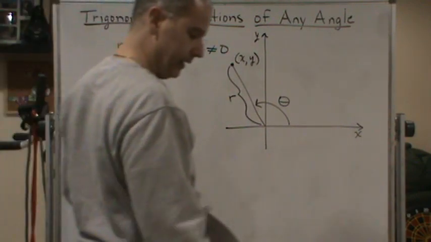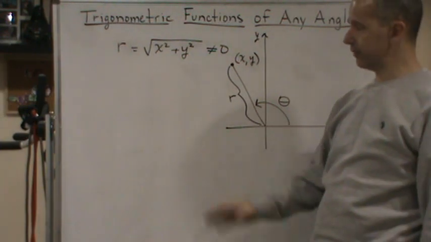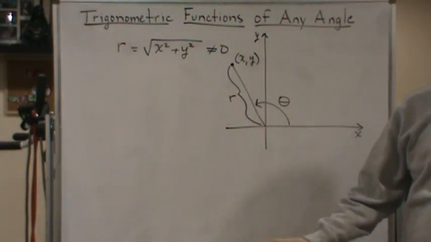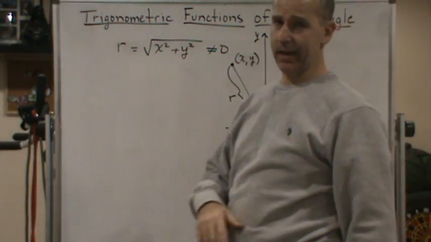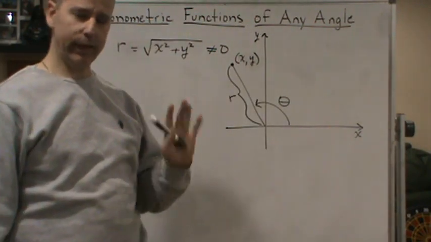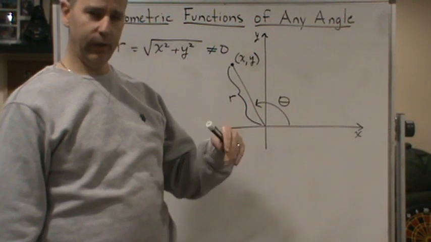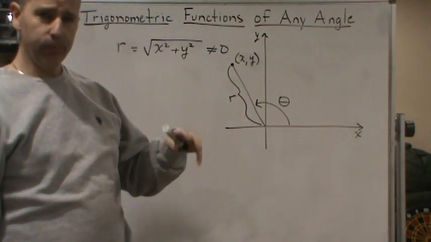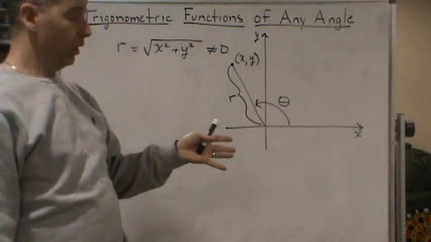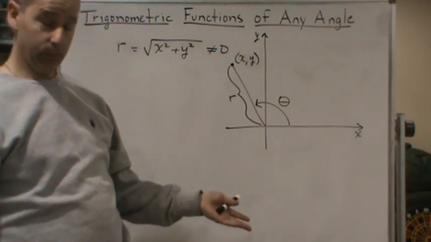All right, now we're going to start talking about trigonometric functions of any angle. Before, in the last section, we were talking about acute angles, so angles that were within the first quadrant of the unit circle or the Cartesian plane. But now we're going to open it up to any theta, okay?